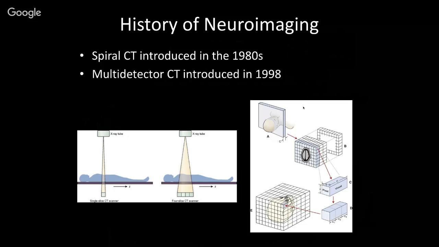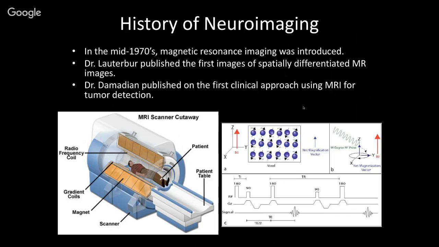Now, in the 1980s, CT was further evolved with the application of spiral techniques, whereby there was continuous imaging of the patient as they moved through the tube. In the 1990s, multi-detector CT was introduced, and these two innovations really allowed CT to evolve into a modality that provided fairly high-resolution structural information about the brain, either without contrast or with the administration of contrast.